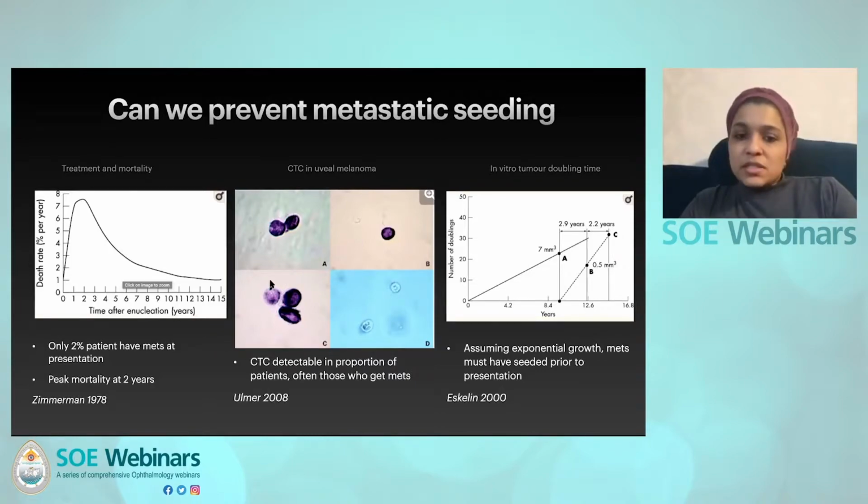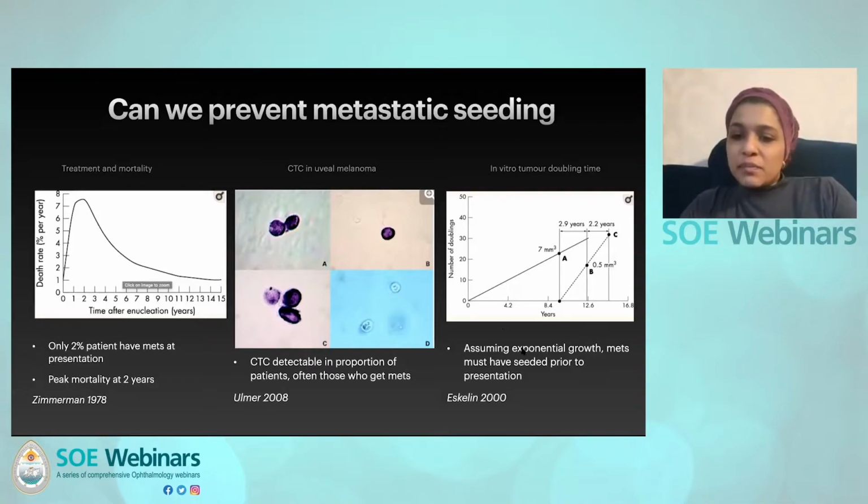The other piece of evidence is that a proportion of patients do have tumour cells circulating in their bloodstream at presentation, but not all of them do. And again, this increases your risk of metastatic disease and is a predictive factor for metastatic disease, but maybe it doesn't occur in those with smaller, lower risk tumours, and perhaps this is more apparent in those with higher risk, larger tumours.